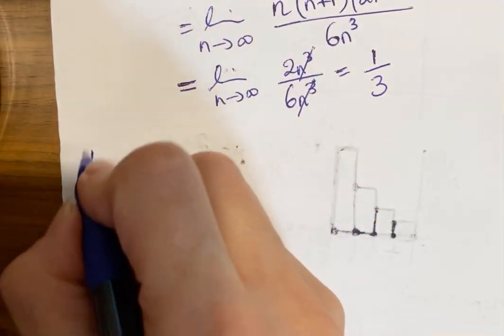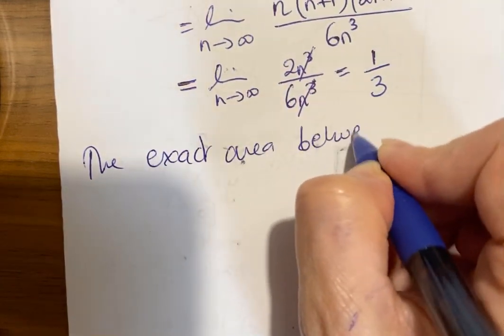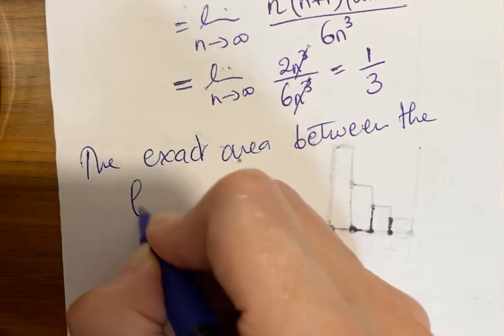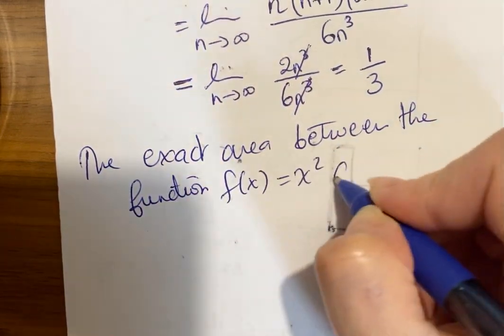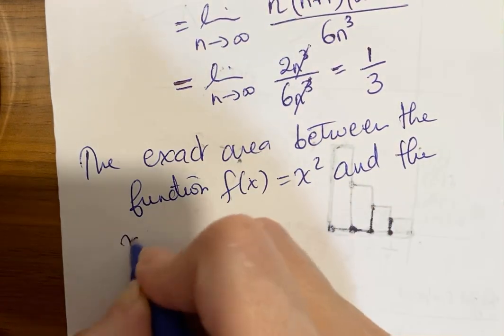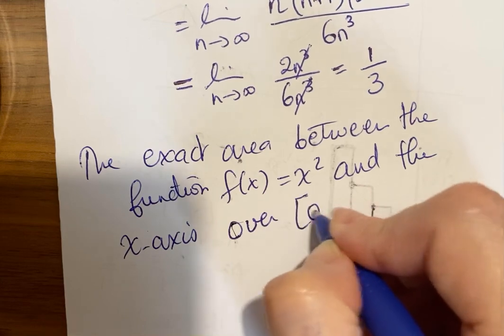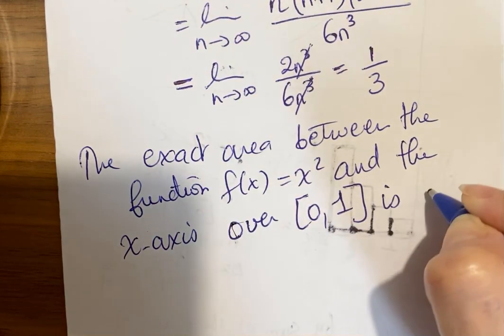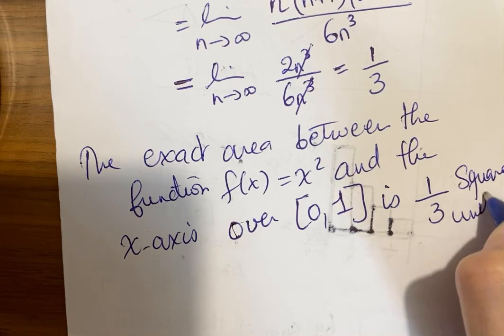So I can say the exact area between the function f of x equals x squared and the x-axis over the interval from 0 to 1 is 1 over 3 square units. It's exact.